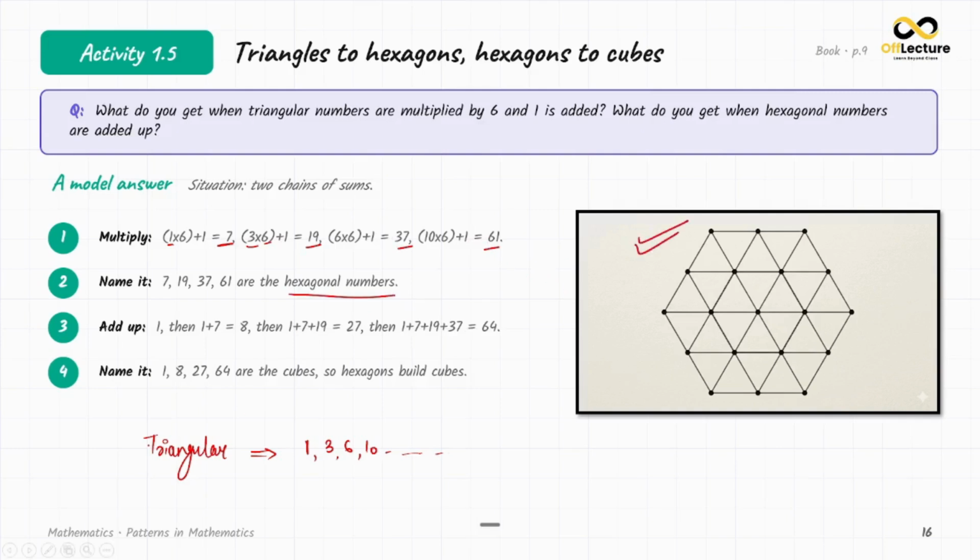Now if we add these hexagonal numbers, that is 1 plus 7 plus 19 plus 37 plus 61, we will get 1, 8, 27, 64. And these are the cubes. So hexagons are building the cubes. I hope this is clear.